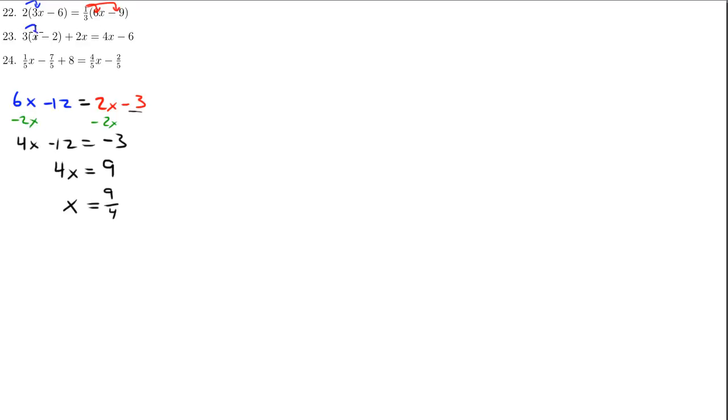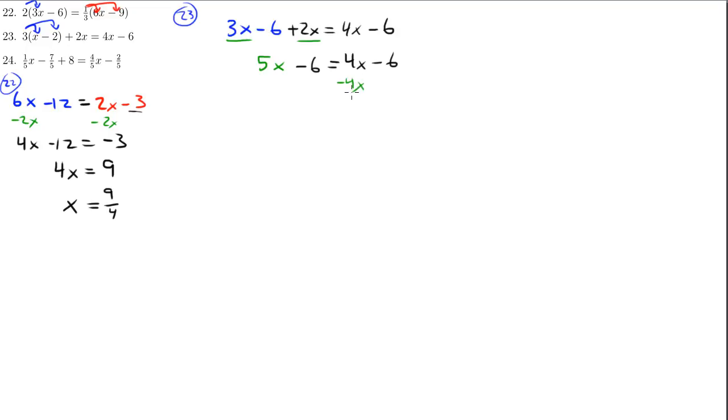For 23, I'm going to distribute the 3 and get 3x minus 6. Let's label this. This is 22, and this is 23. 3x minus 6 plus 2x equals 4x minus 6. Gather these two, so that's 5x minus 6 is equal to 4x minus 6. Okay. And now we're going to subtract 4x from both sides. So we'll get x minus 6 is equal to a negative 6.